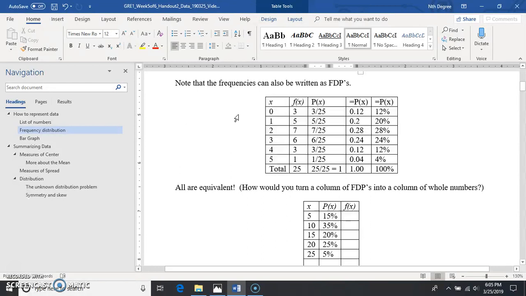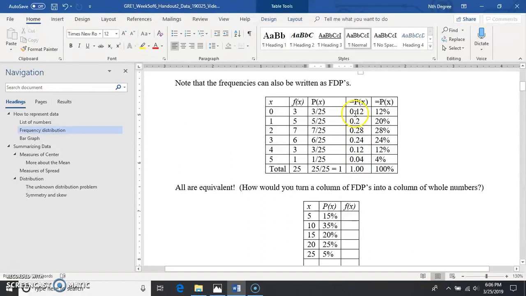Or proportion, if you like. So whether we call these numbers 3, 5, and 7, or 3/25, 5/25, and 7/25, actually doesn't matter. It's still the same distribution. We can turn each one of these fractions into a decimal. If you add up all these decimals, then their total probability is 1.